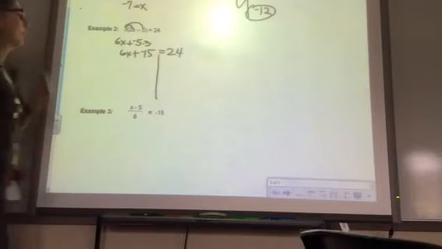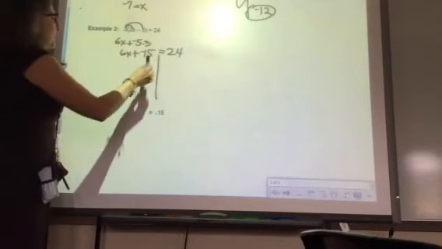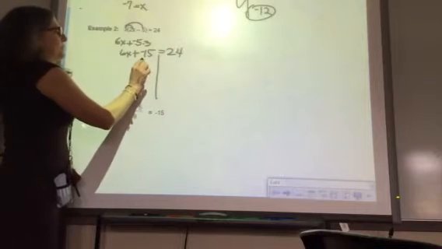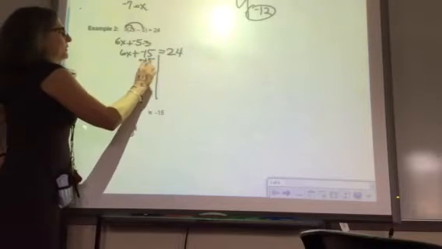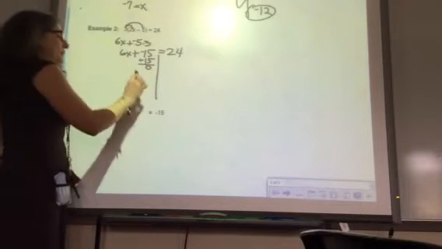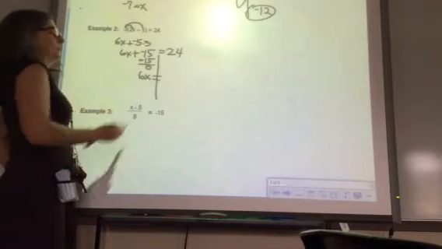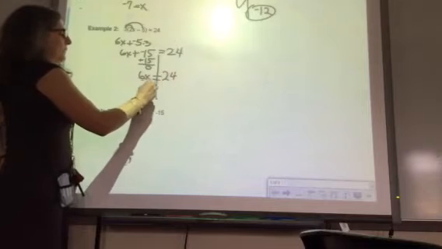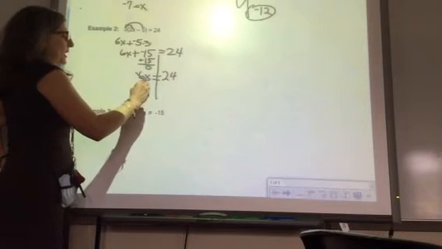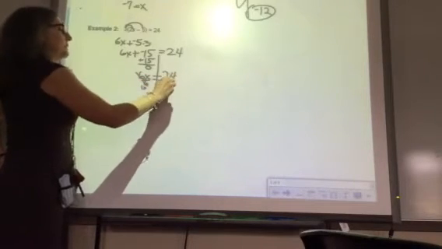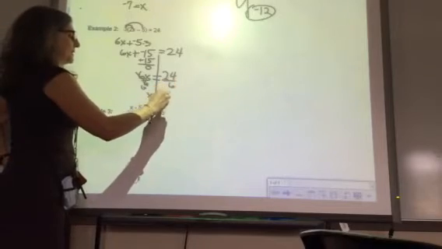So now I'm going to try to get x alone. So I'm going to do my addition or subtraction first. So I'm going to add the additive inverse of negative 15, that's 0. So now 6x plus 0 is just 6x. So I'm going to bring down the equal sign, 24. Then we're going to divide by 6 to get 1x, or x alone. Divide by 6 here, and I've got x is equal to 4.